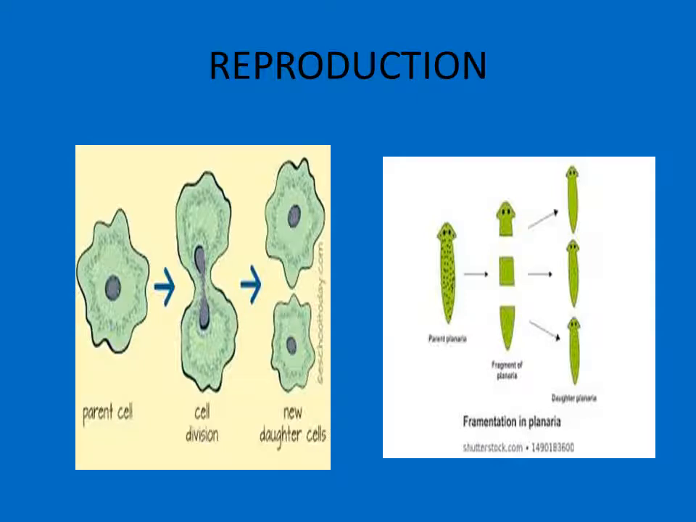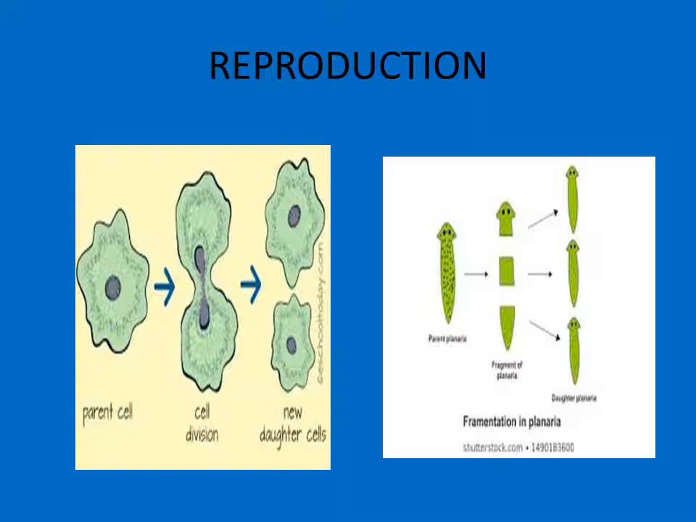In the first picture, you are familiar with the process known as binary fission in the case of amoeba, where the parent amoeba cell divides and forms two daughter amoeba cells, and these daughter amoeba cells also have their own nucleus. After nuclear division, the division of the cytoplasm takes place and as a result daughter amoebas are formed.